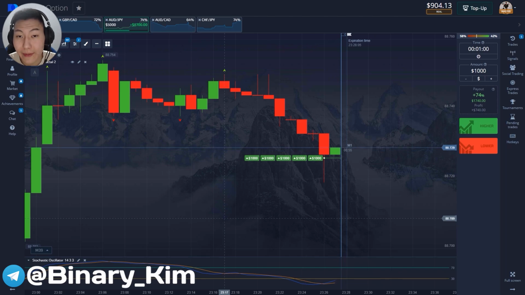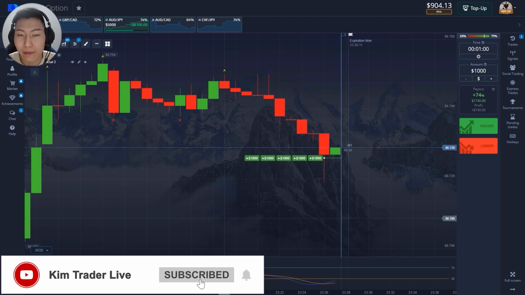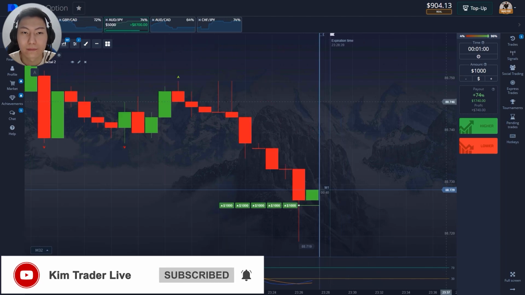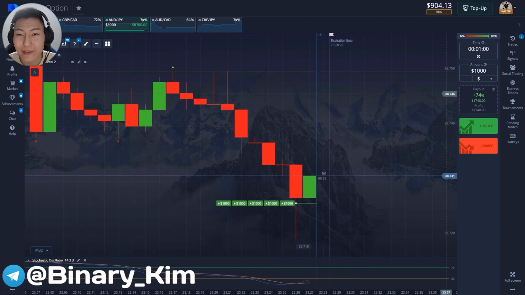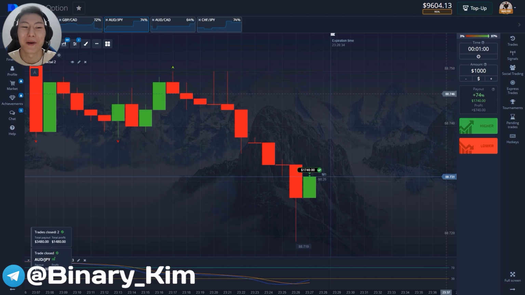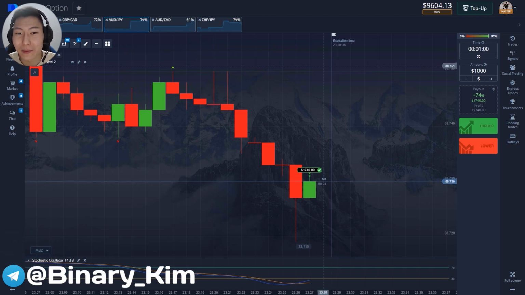And here is the green candle. I think the price just updated its local low and now it's time for a pullback. Let's wait for the outcome. Exactly as we predicted, all the positions end up in profit. We got almost $10,000 on the balance.